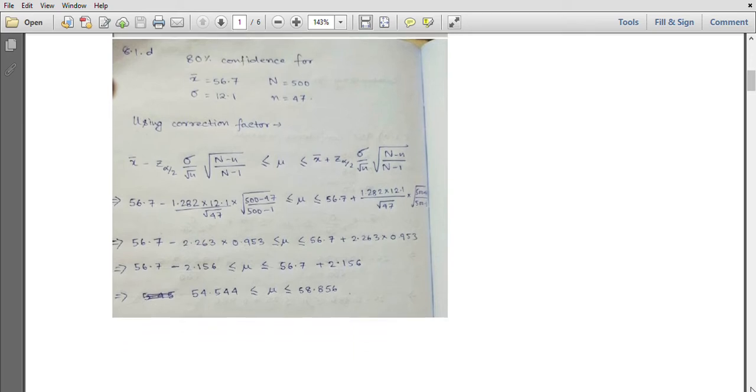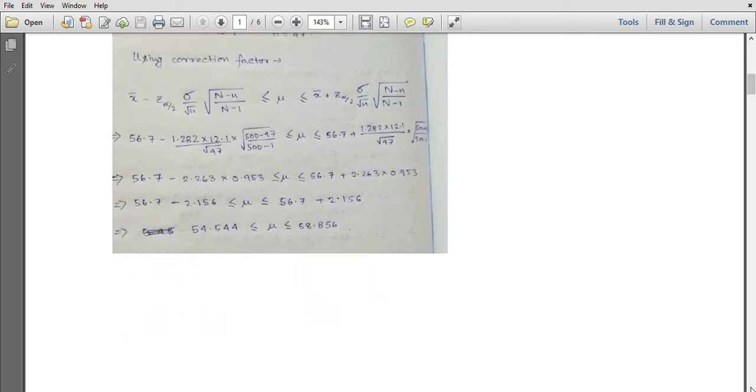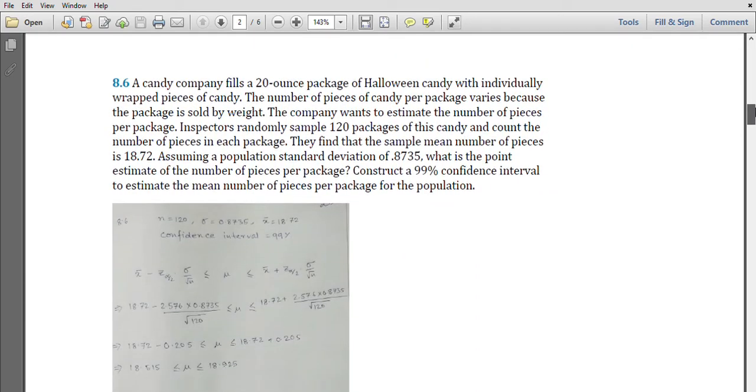Moving on to the next problem. Here I have taken a problem statement which is elaborated. Sometimes it's difficult to understand which is what, because it's not directly written what is small n, what is capital N, what is our standard deviation. So sometimes we can get this kind of problem statement as well.